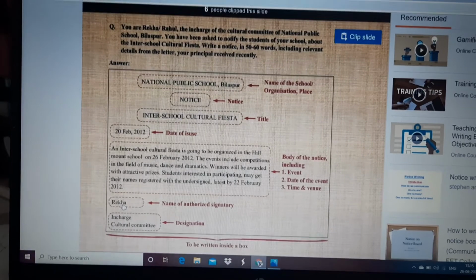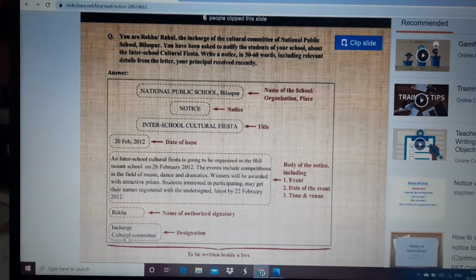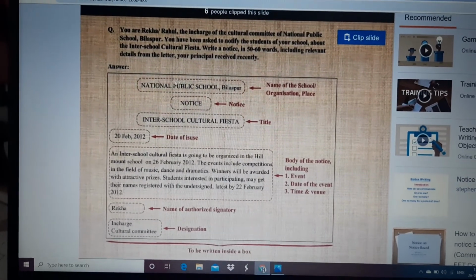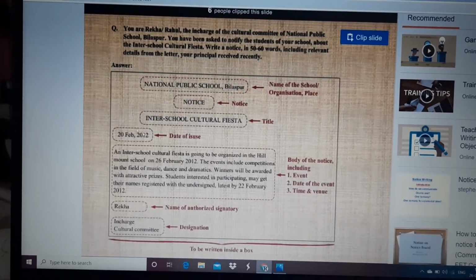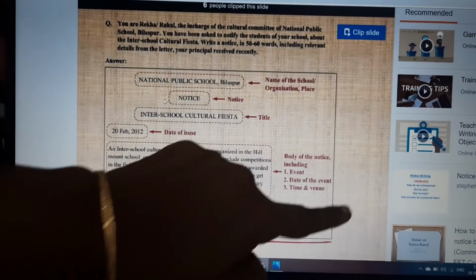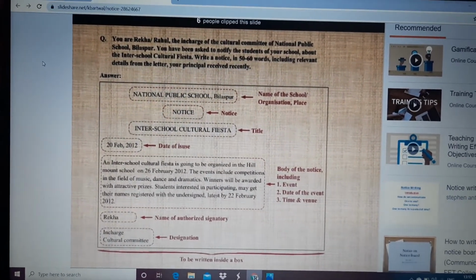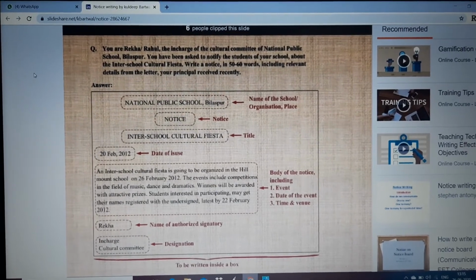And here we see the in charge, Rekha, in charge cultural committee. And you must note that all the contents of the notice should be put up in a box just like this. Shall we move on to the next slide, children?